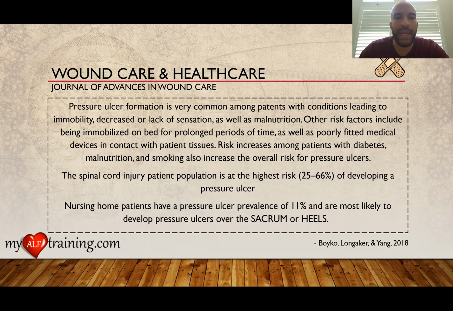Next, nursing home patients have a pressure ulcer prevalence of 11% and are most likely to develop pressure ulcers over the sacrum or the heels. So this is specifically applying to you if you're caring for patients in a nursing home. The patients are most likely to develop a pressure ulcer over the sacrum or the heels. So percent-wise, it is most likely your patient will develop a pressure ulcer in the sacrum or on the heel.